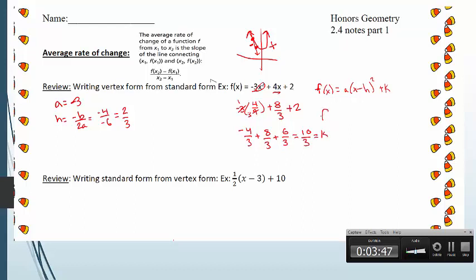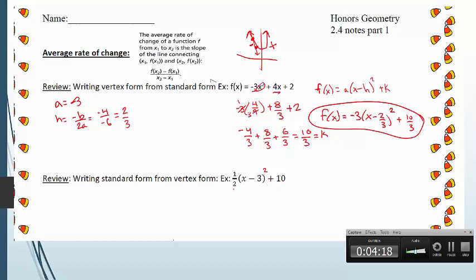So then my answer is f of x equals a times (x minus h) squared plus k. Again, that's going from standard to vertex form, and now we're going to go from vertex form to standard form. The first thing I want to do is put a squared here, because that should be there. There's a little typo there.